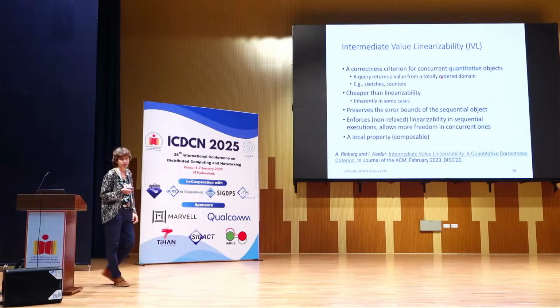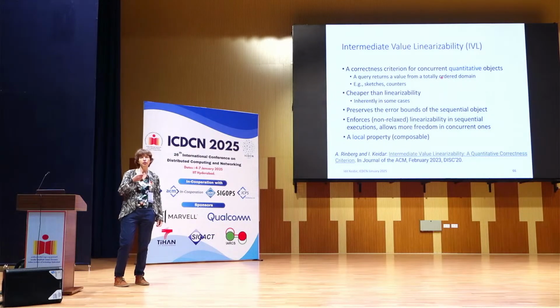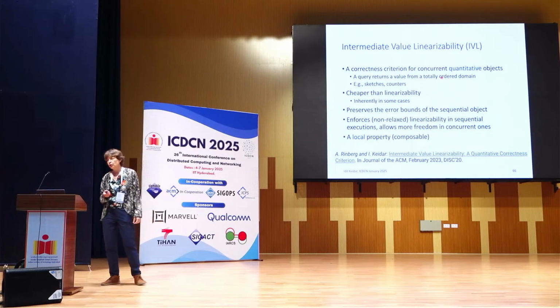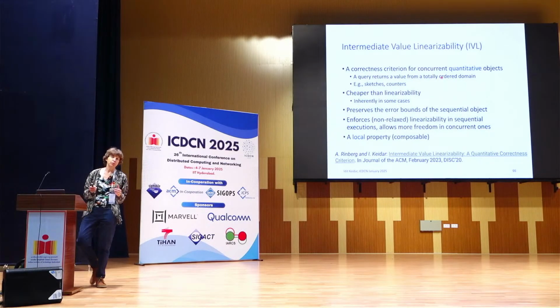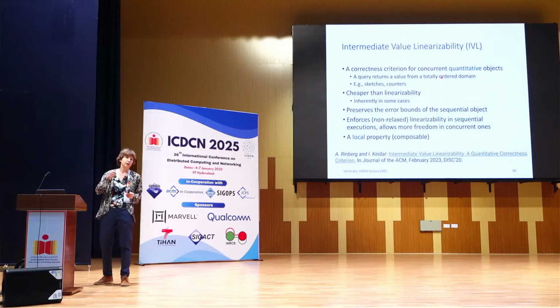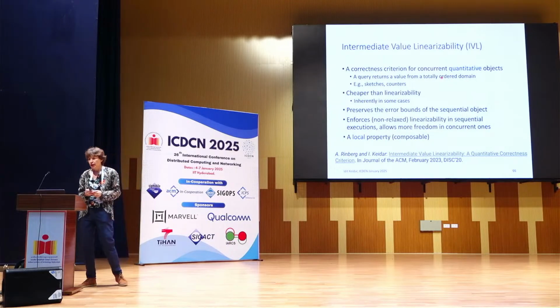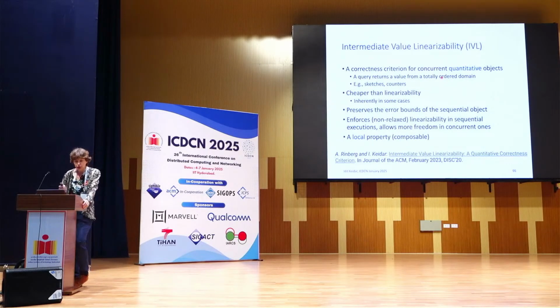This was just an example, so to capture this behavior in a generic way, we introduced a concept called intermediate value linearizability. Intermediate value linearizability is a correctness criterion for quantitative objects. It's not for general objects. If you have a quantitative object that you can assign a numerical range to, or some well-ordered, totally ordered domain, then you can implement it cheaper than linearizability.